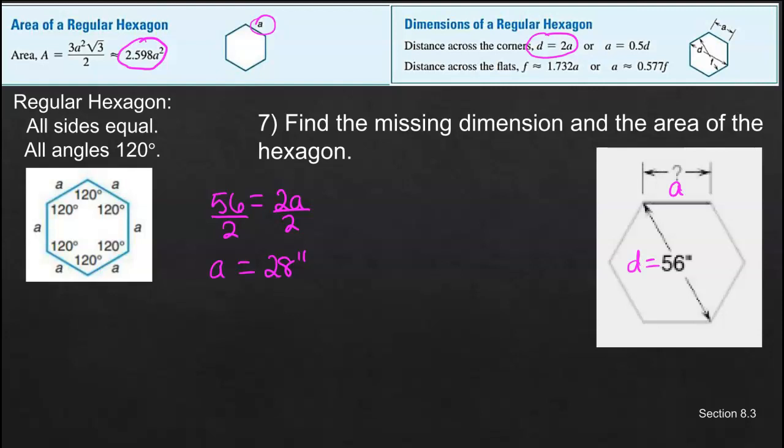And then we're going to find the area. So my area will be 2.598 times A squared, which is 28. And then you can key that into your calculator just like that if you want to. If we square 28, we get 784.